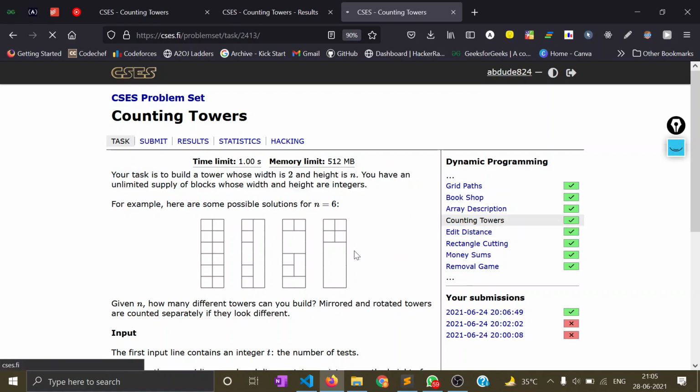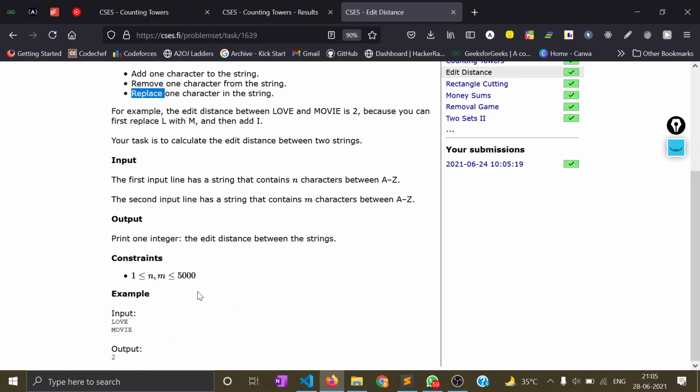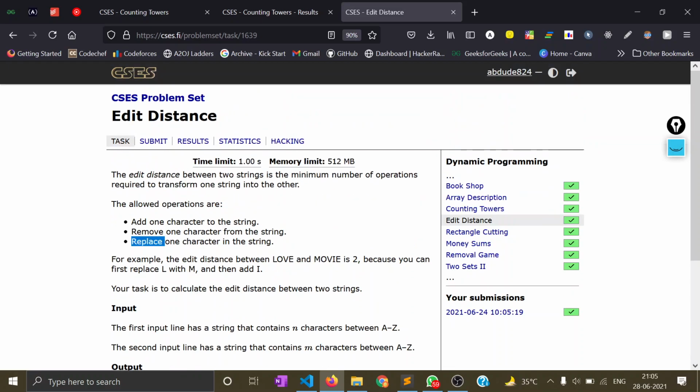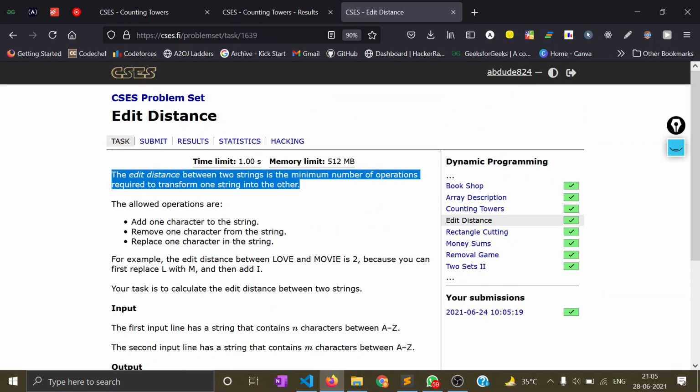Now let's have a spoiler about edit distance. The edit distance between two strings is the minimum number of operations required to transform one string into the other. The allowed operations are add one character to the string, remove one character, and replace one character. This is a pretty easy question. If I just said that word, then you might get what would happen, right? And it is pretty obvious that we have to use LCS here. This is a question of longest common subsequence. So it's a pretty easy question. We can solve it really easily.